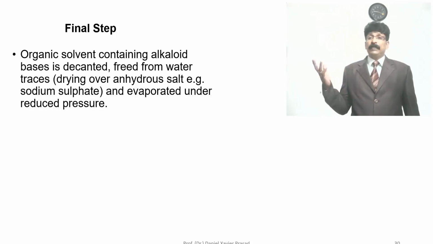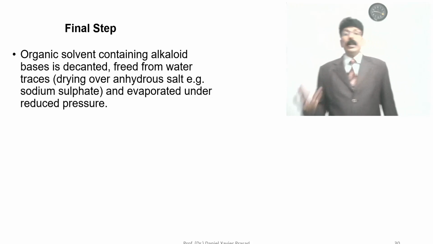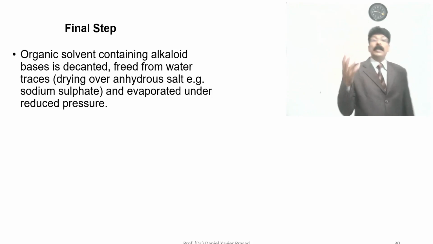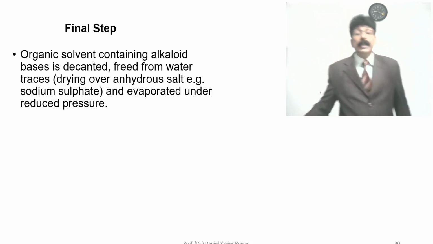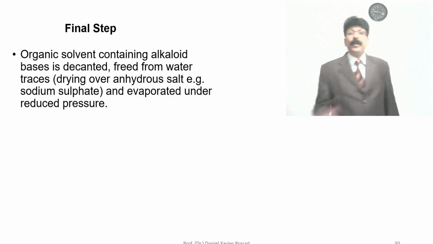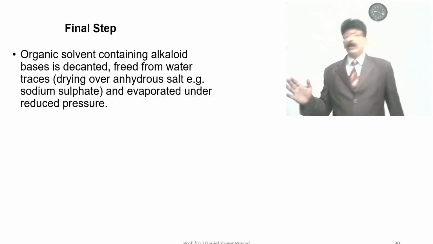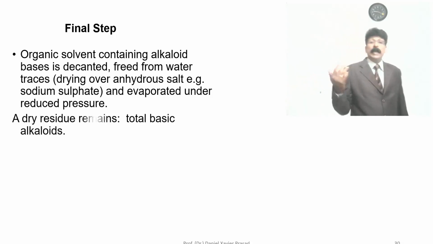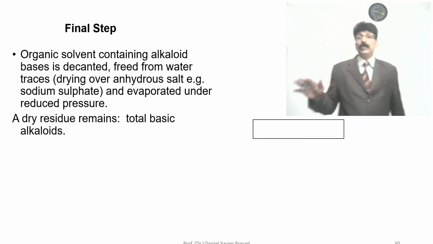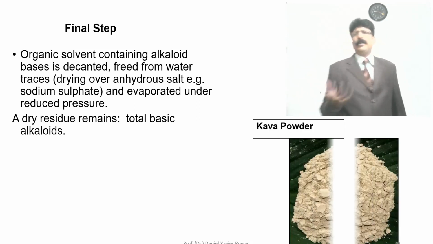In the final step, the solvent system is removed. The organic solvent containing alkaloid is decanted, or traces of water can be removed with anhydrous sodium sulfate, or it can be evaporated under reduced pressure to a dried residue. This is one example of kava powder which is prepared.